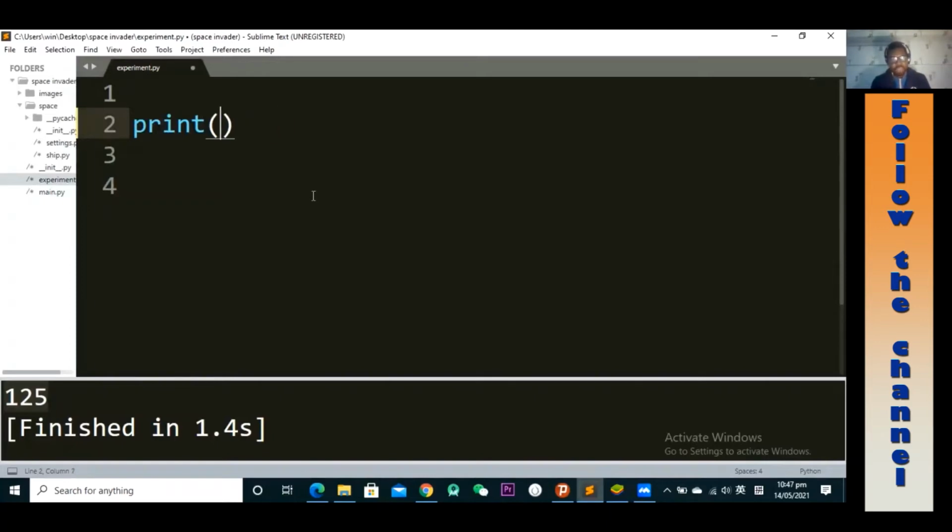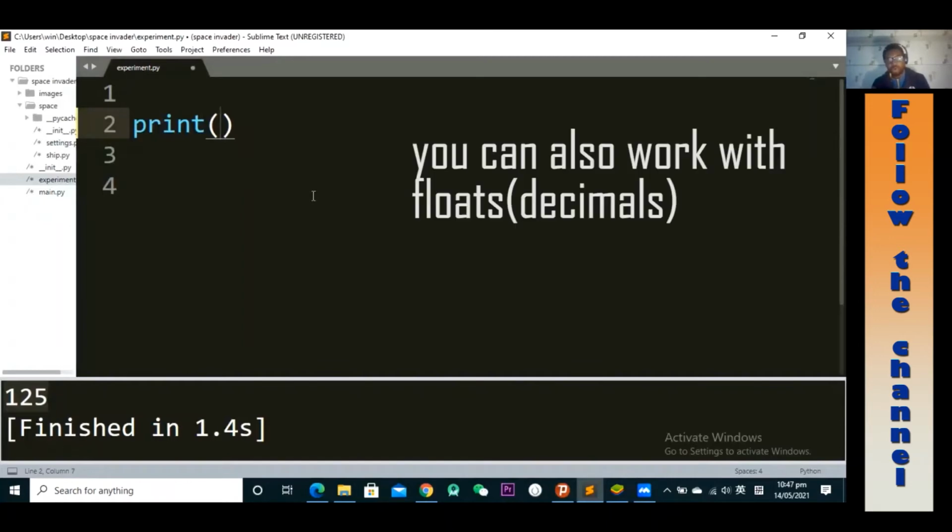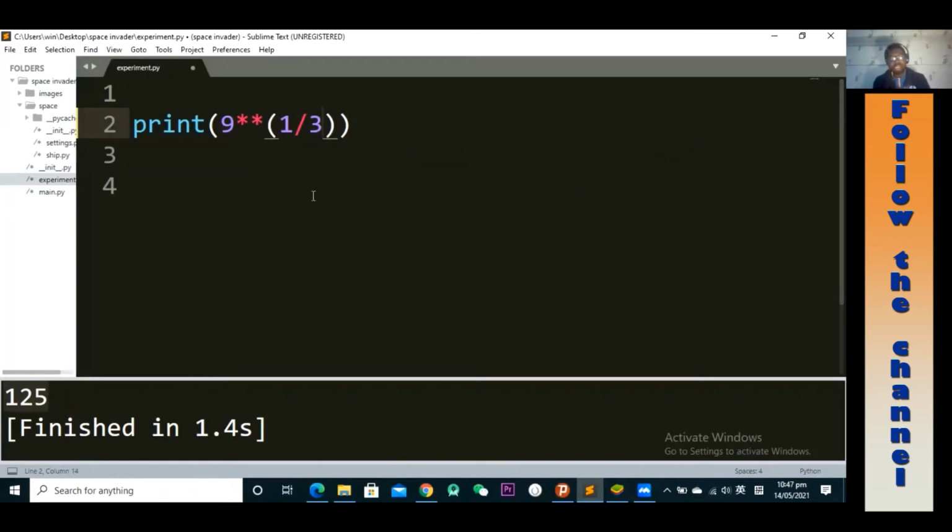The next thing we want to do is, instead of working with whole numbers, now we want to work with decimal point numbers, or the ones that we call floats. Let's say I raise 9 to the power of parentheses 1/3. What does this mean? This simply means the cube root of 9. So what is the cube root of 9? We can check this out. You can see down here, the cube root of 9 is actually 2 point blah, blah, blah. That's a long number.